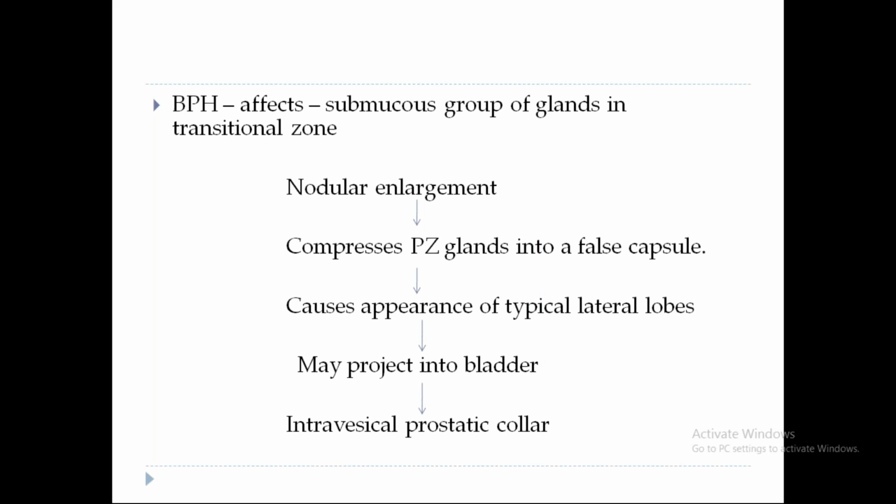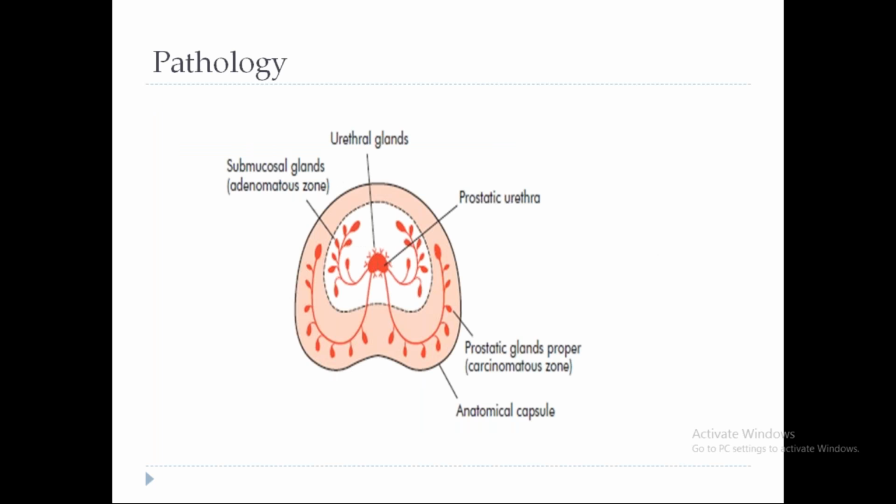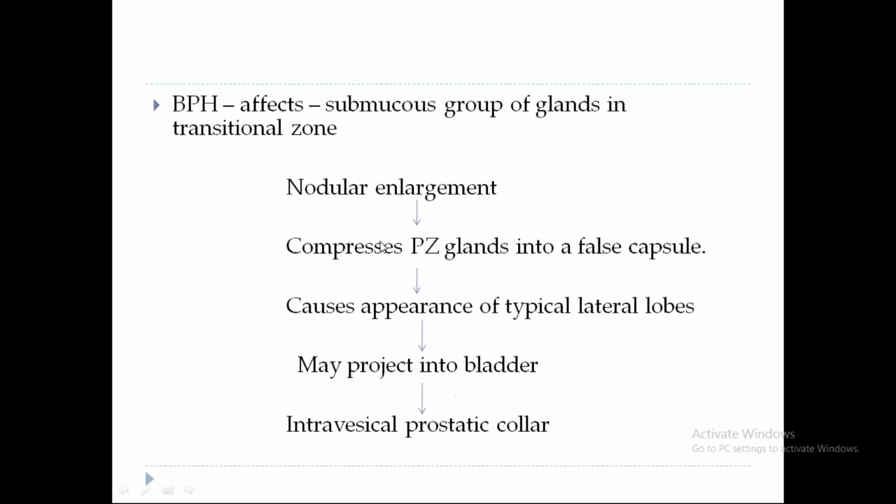So we have already seen in the previous slide that BPH affects the transitional zone, the submucosal groups of glands in the transitional zone. So nodular enlargement will be present. This compresses the peripheral glands into a false capsule, causes the appearance of typical lateral lobes, and this may project into the bladder. Intravesical prostatic collar.